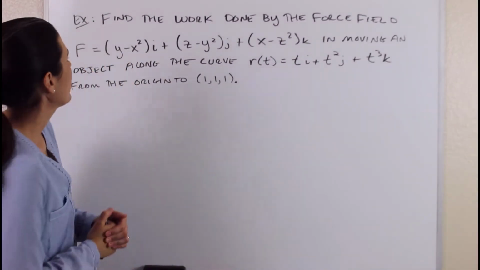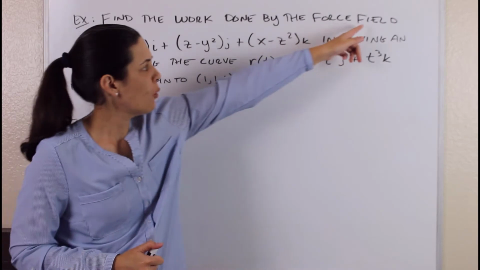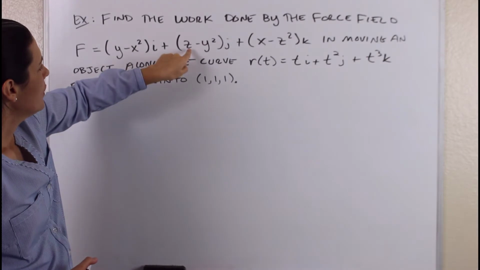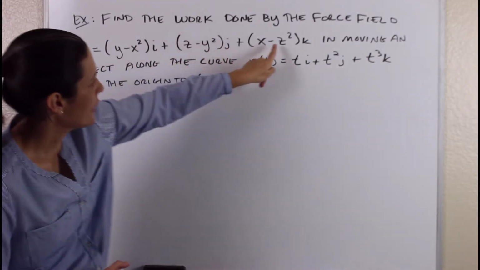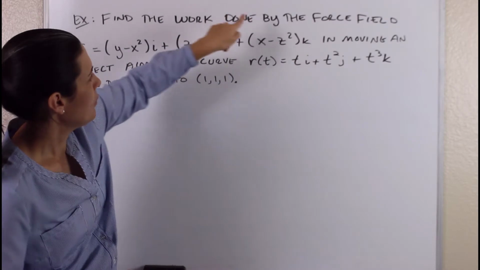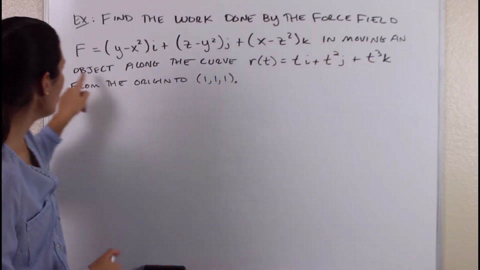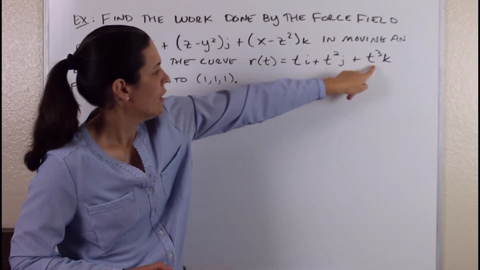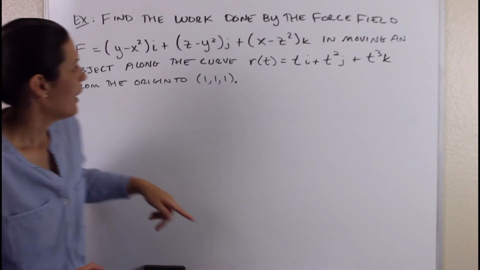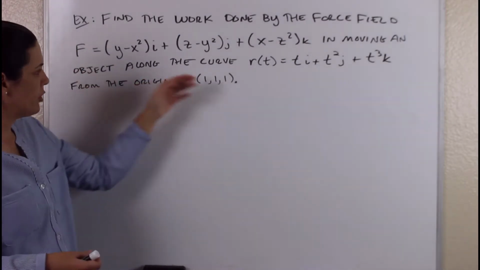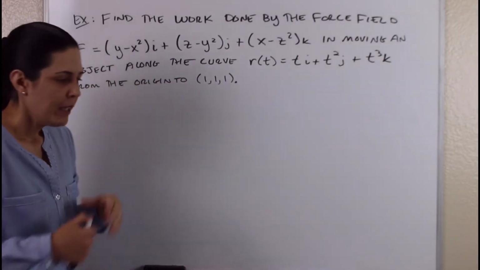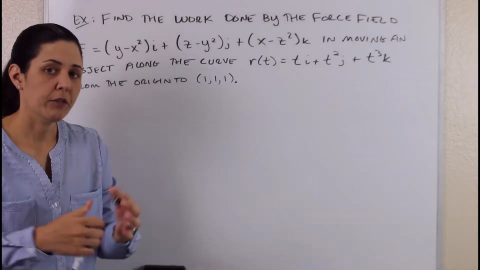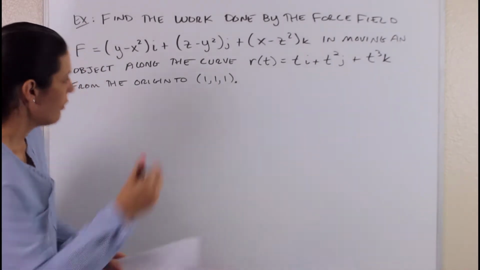Okay, here's this example. Find the work done by the force field F equals (y minus x squared) i plus (z minus y squared) j plus (x minus z squared) k, in moving an object along the curve r of t equals t i plus t squared j plus t cubed k. We're moving this object from the origin to the point (1, 1, 1) in space. The process is really similar to the line integrals we evaluated for vector fields in the previous video, so we're going to go through our steps for this one.